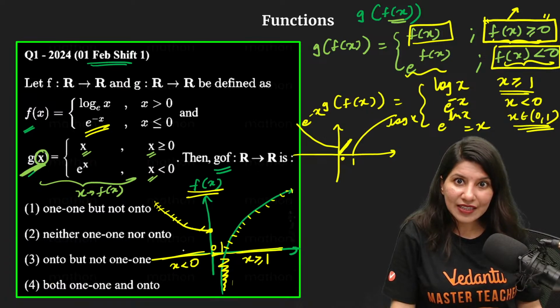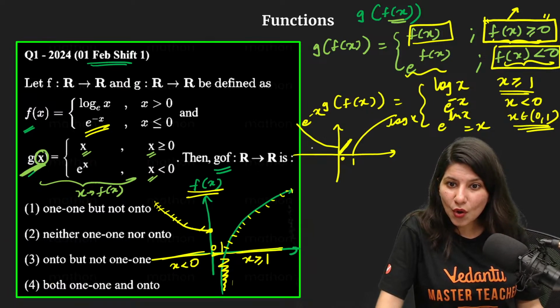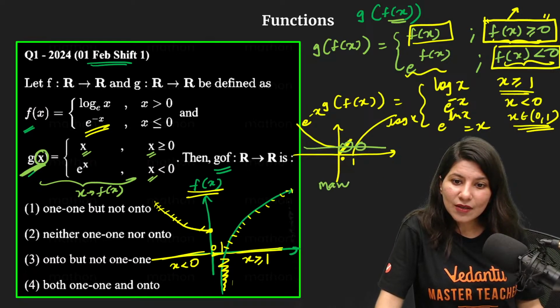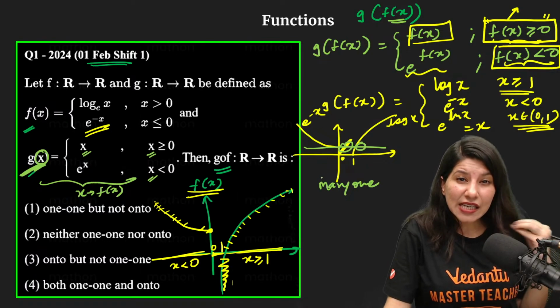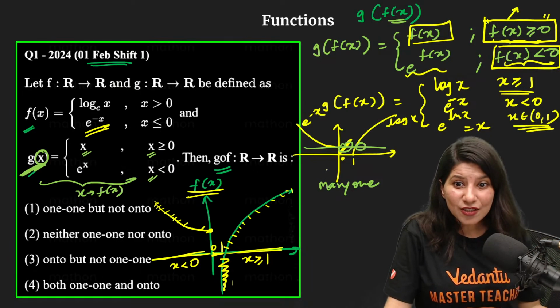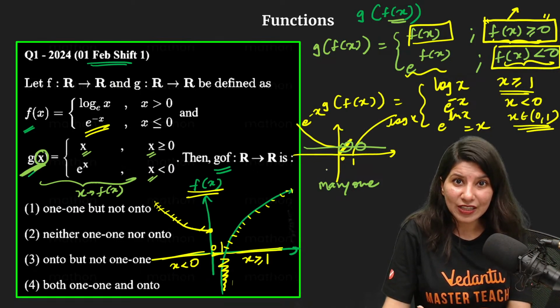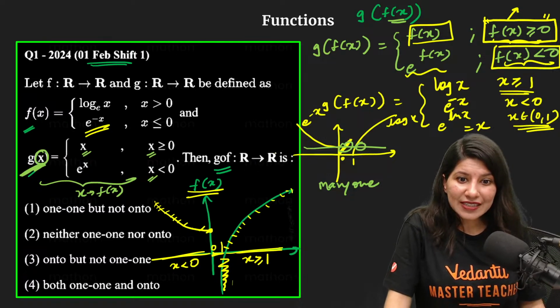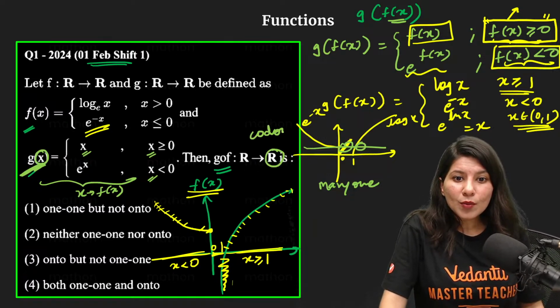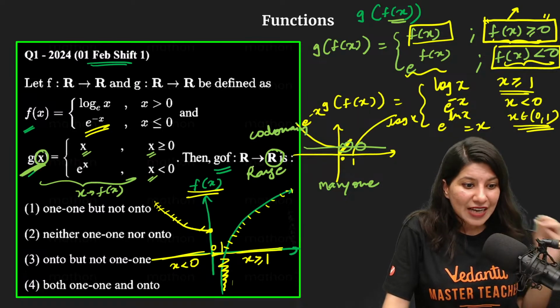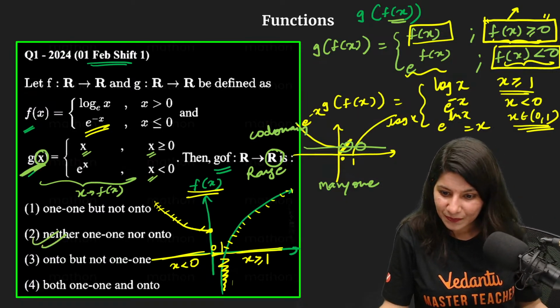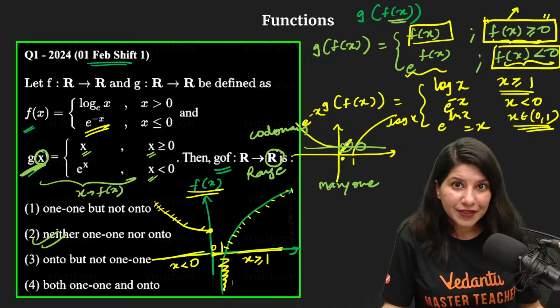Now just tell me whether it is one-one or onto. Obviously, the moment you draw a horizontal line over here, it will intersect the graph at more than one point. This is a many-one function. And this g of f of x does not have any negative value, that means the range of g of f of x is all positive values. The codomain is all real and the range is all positive values, so codomain and range are not matching with each other. So neither is it one-one nor is it onto.